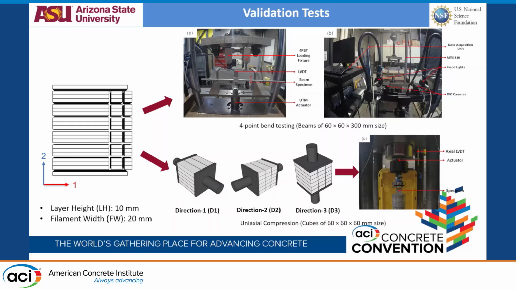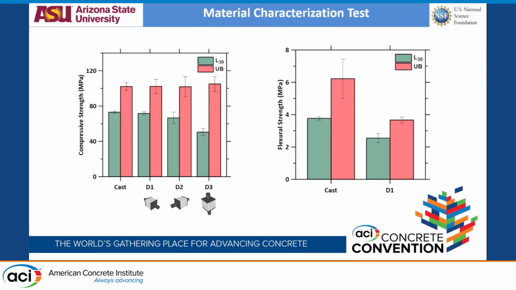I'm just doing D1 for the beam, while for compression we are doing D1, D2 and D3, as I described before what those are. So based on two of the mixes, as I told before, the L30 is a 70 MPa kind of mix, while the UB is a 100 MPa kind of mix. And as we see, like the thing I mentioned before, if you see L30, the D3 direction, the build-up direction, is very weak in comparison to the print and the width direction, while in UB you do not see those things.